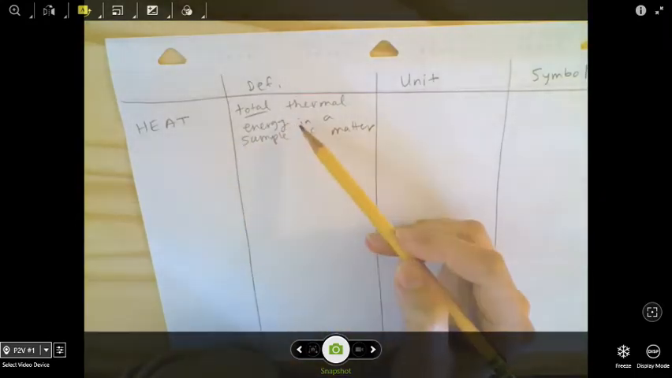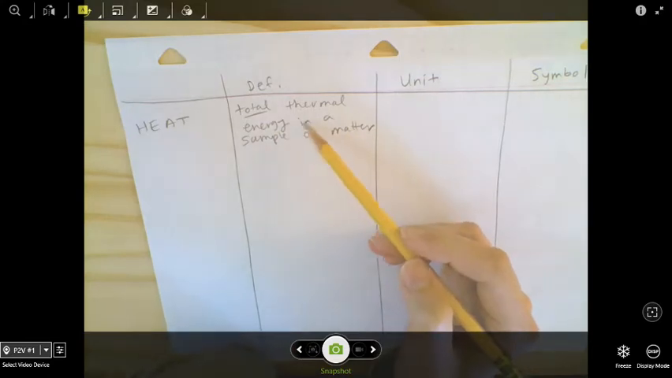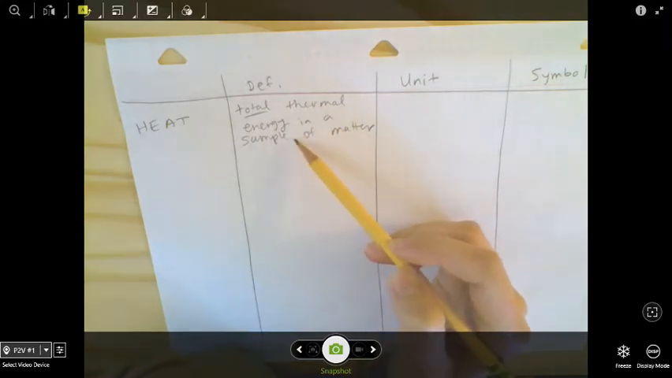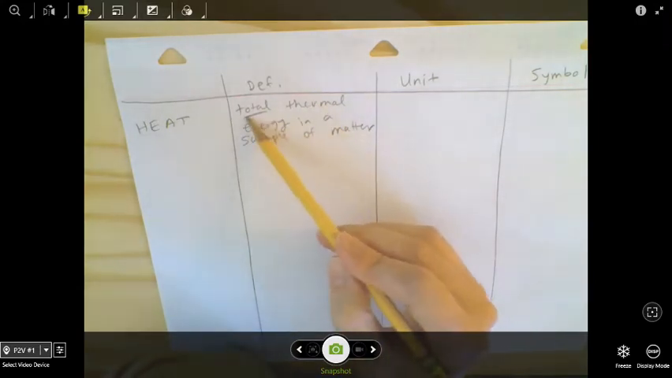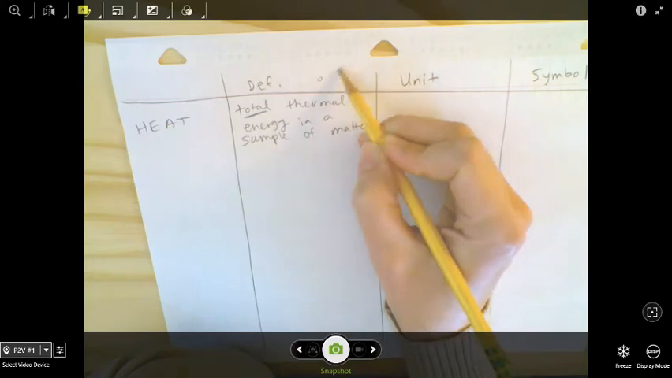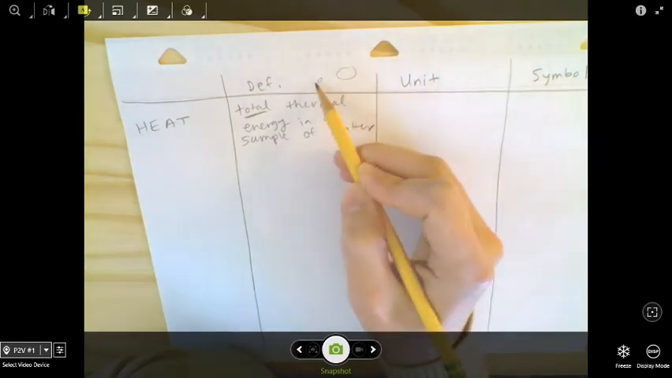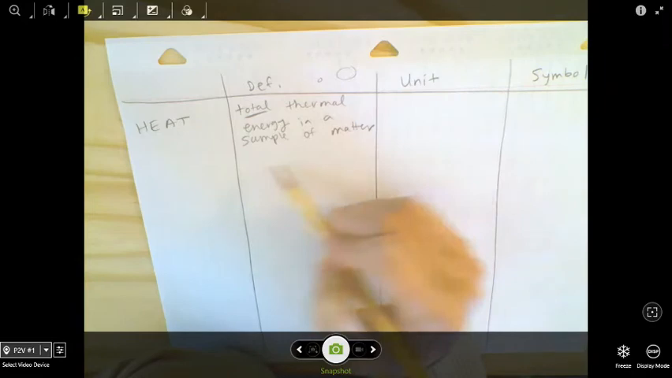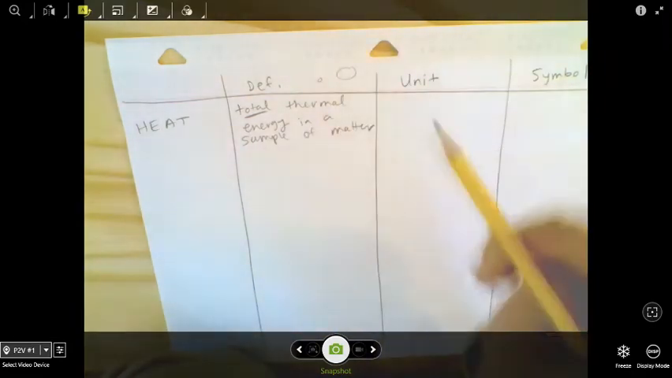Okay, the total thermal energy in a sample of matter. So heat and thermal energy mean the same thing. And as we learned in the last objective, thermal energy is a type of kinetic energy. It's the movement of the particles the substance is made up of. And I like this word total. It really gets at the idea that, if you had a pebble and you had a rock sitting out in the sun and they were made of the same substance and they were at the same temperature, this one would end up with more total heat just because it's a bigger substance. So it's the total thermal energy in a sample of matter.